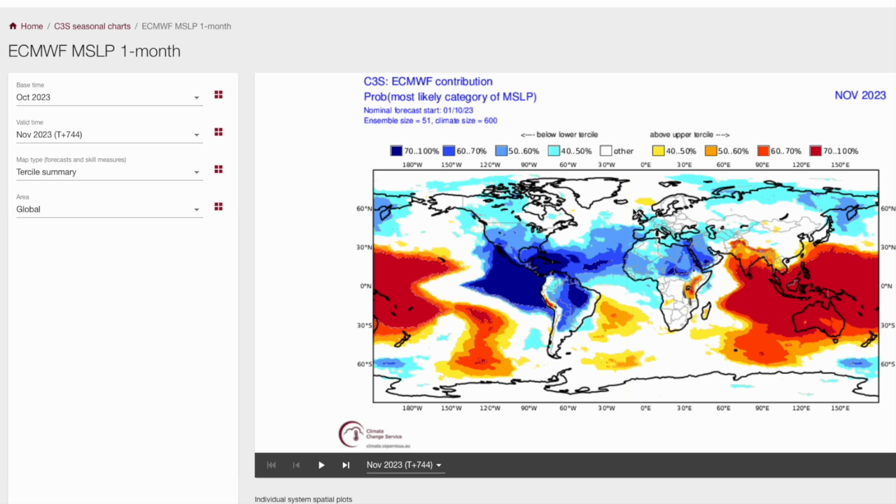Again, nothing crazy. Again, the percentiles here, you know, if we're seeing darker blues or darker reds, then there's quite a good probability.